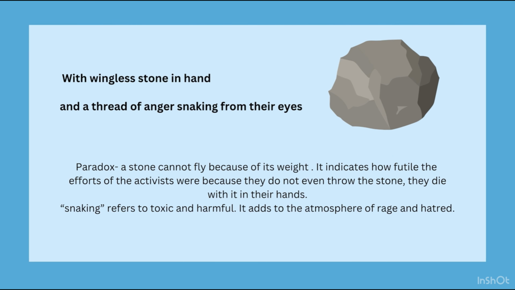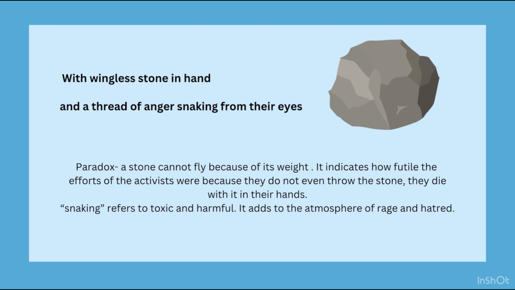Finally, "with wingless stone in hand and a thread of anger snaking from their eyes." This is a paradox, as clearly, guys, a stone is something that is heavy and it typically cannot fly anyway, so saying it is wingless is ironic. The paradox indicates how futile the attempts of the activists were, because they do not even get to throw the stone. They instead just die with it. It also tells us that their weapons are ancient and ineffective.